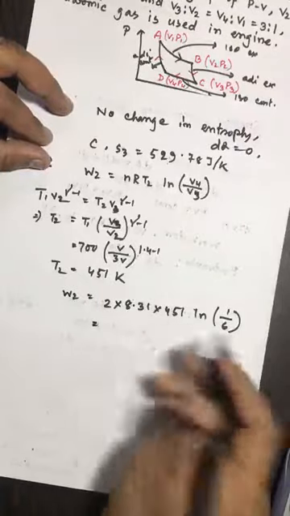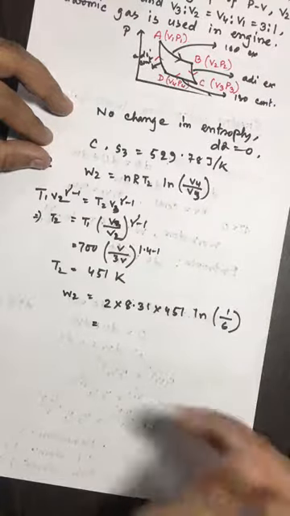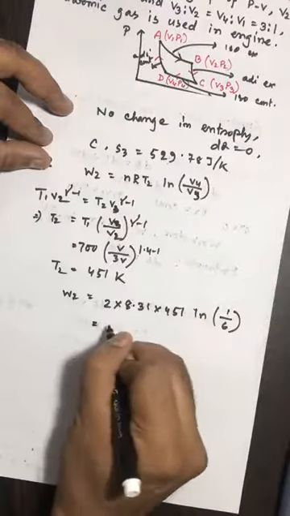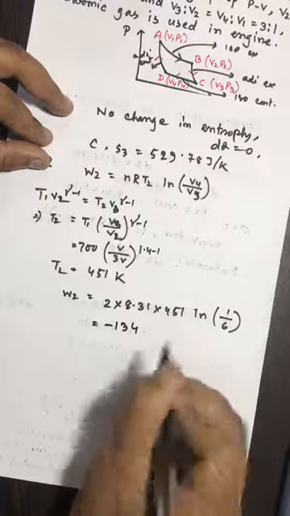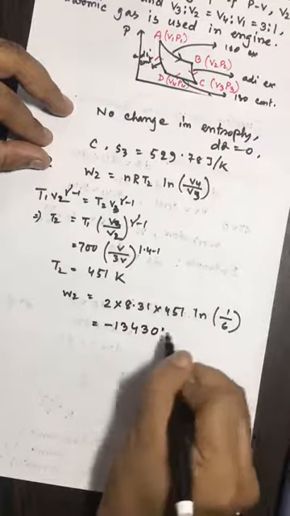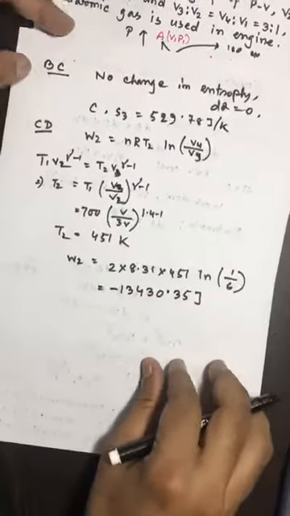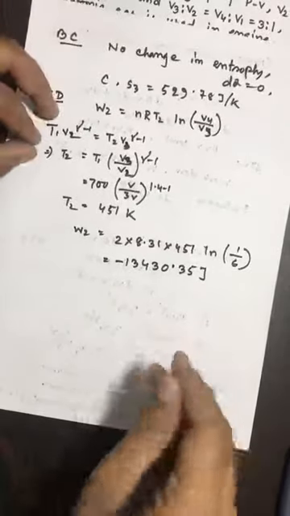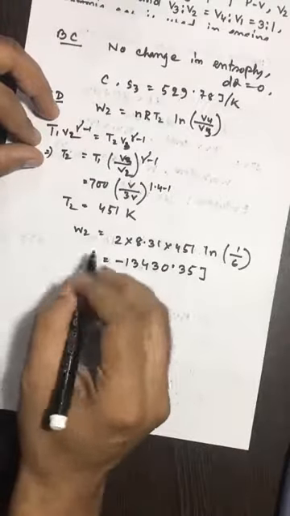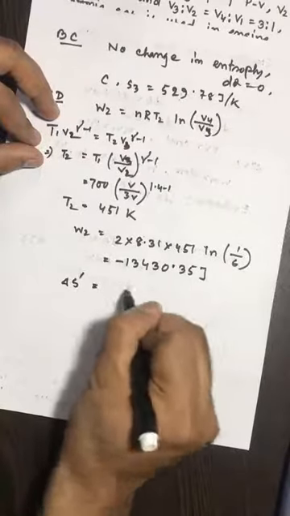For this type of calculation you need to use a calculator, and it comes to minus 13430.352. Clear, guys? So what is the change in entropy in this case? We need to write down ΔS.